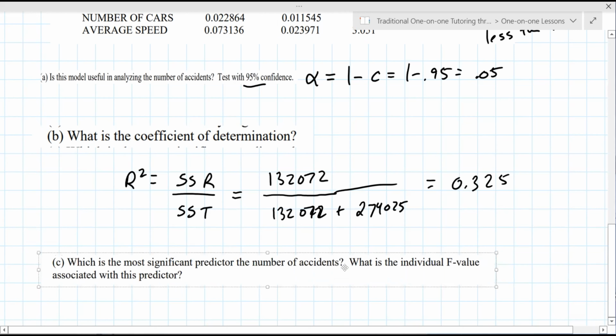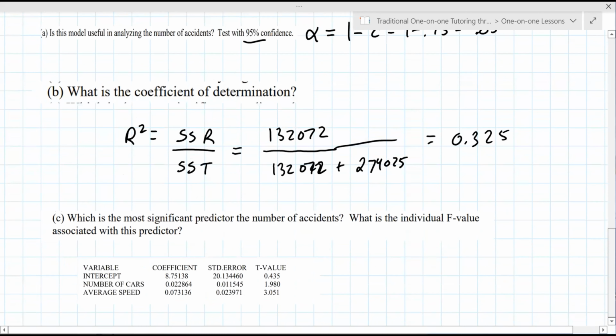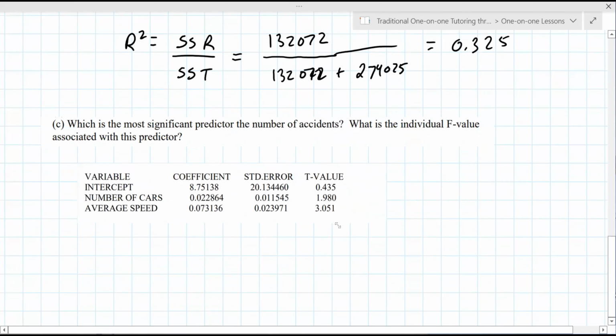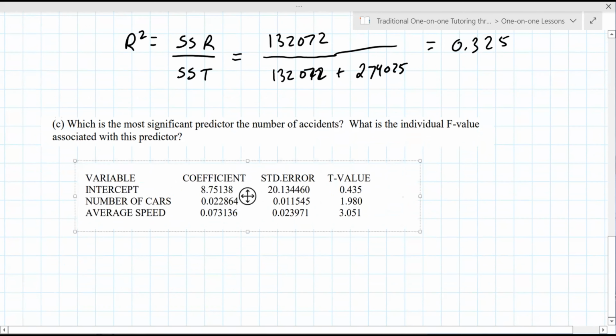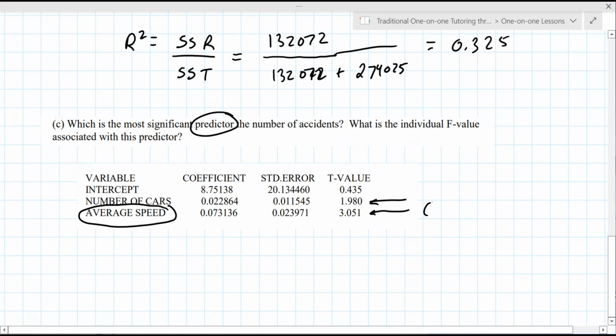All right, which is the most significant predictor in the number of accidents? So to answer this, we go to that other table with the t-value in it. So I'm going to grab those. It's never the coefficient, although I don't know why. But it's got to be one of the variables. You just look at which t-value is further from zero, and yes, average speed is the most significant predictor because it's the highest t-value.